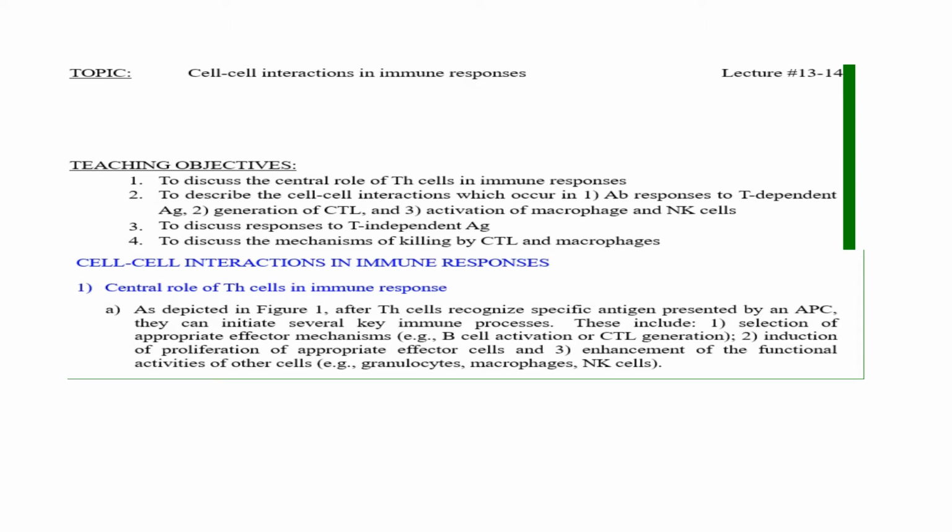After that, there will be an induction of proliferation of appropriate effector cells. After the selection process, there will be a proliferation of either B cells or cytotoxic T lymphocytes. Then there will be an enhancement of functional activities of other cells like granulocytes, macrophages, and natural killer cells, as will be seen in the figure below.